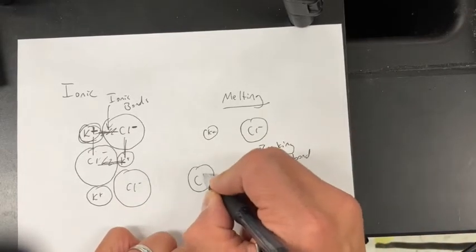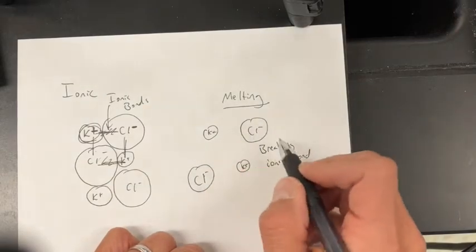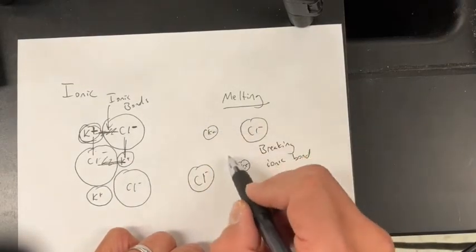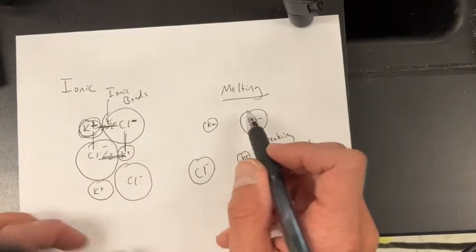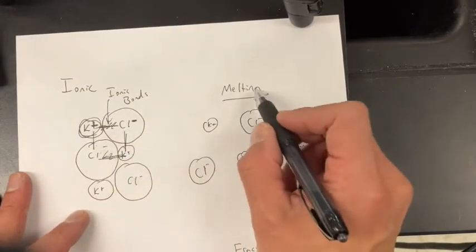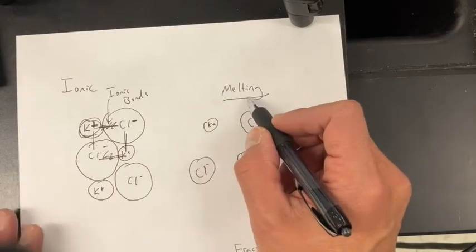And so now my K's and Cl's are all over the place because they can move around now. And this is what's happening when you melt an ionic substance. These are really strong, so they typically have a very high melting point.